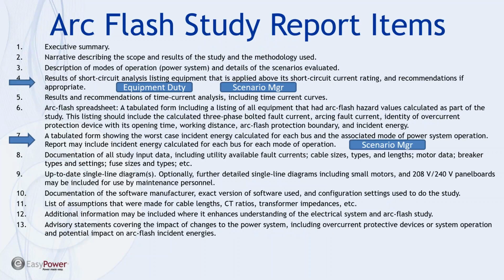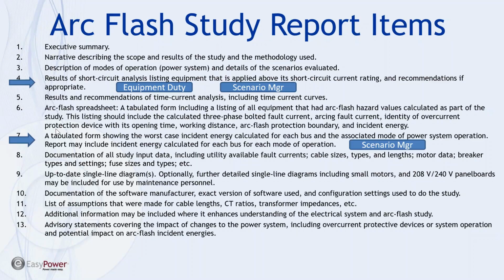So this is a slide that we use fairly frequently when we're talking about reports. This is a list of recommended items that EasyPower suggests should be included in a standard arc flash study. Now, not the least of these includes number 4, which is the results of short circuit analysis listing the equipment that's applied above its short circuit current rating. This test we call equipment duty, and it cannot be generated if we don't have the right data in the database. So that's the thing I'm going to kind of preach about today.